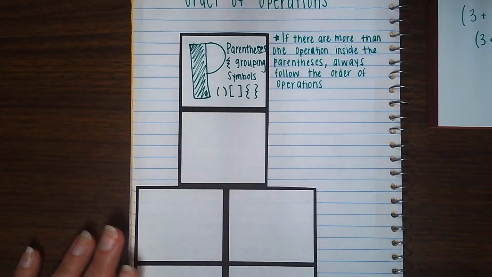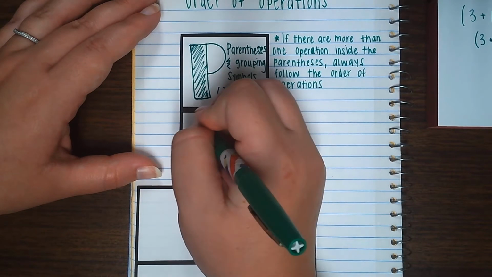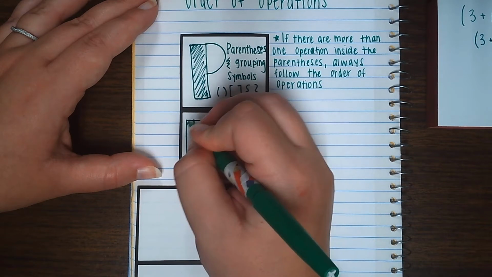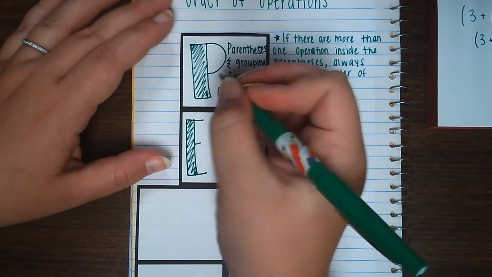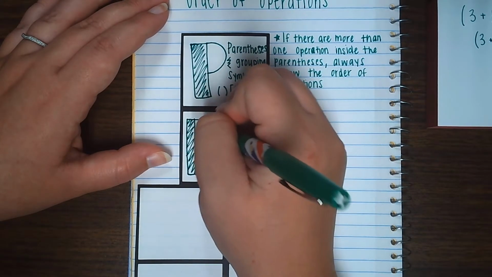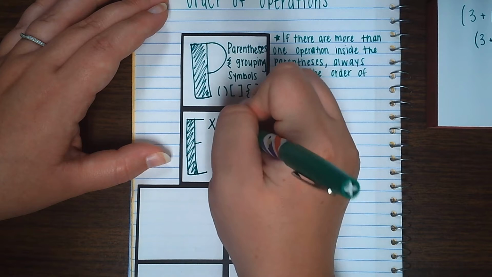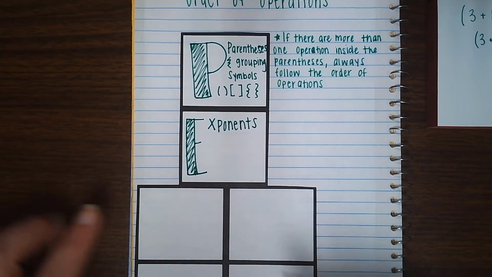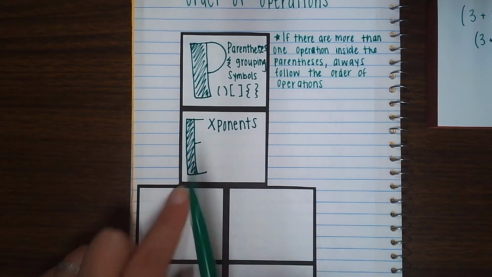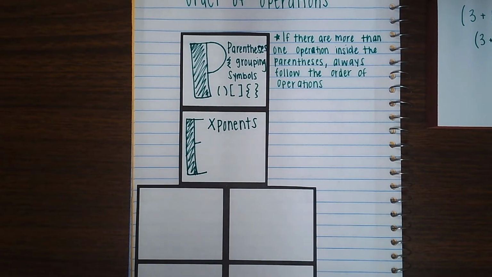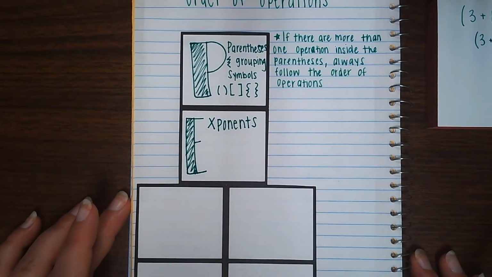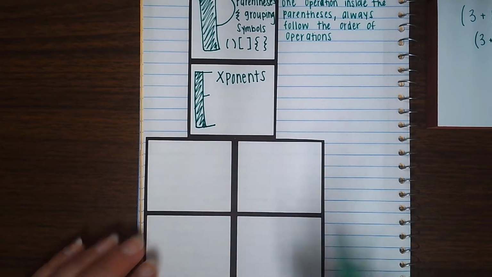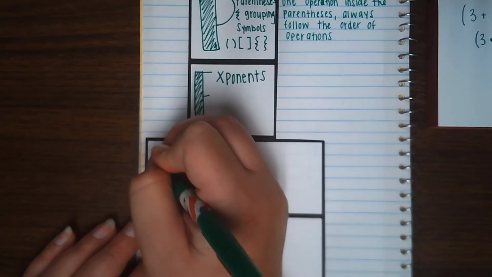Our next letter is E. E, of course, stands for exponents. And we talked about those yesterday. Okay, looks like our base and our exponent up here, the way I've written it. And the next two things are of equal importance. The first one we write is an M.